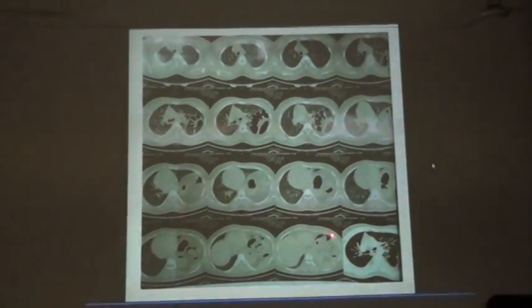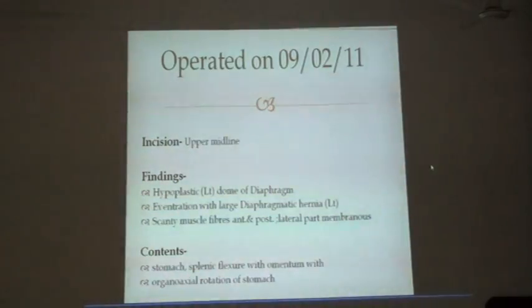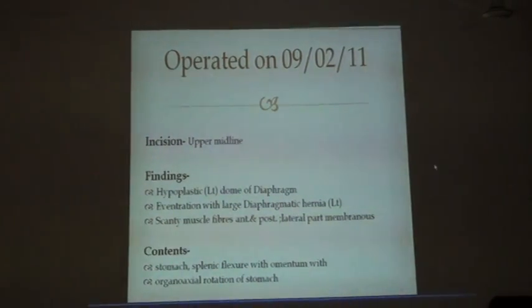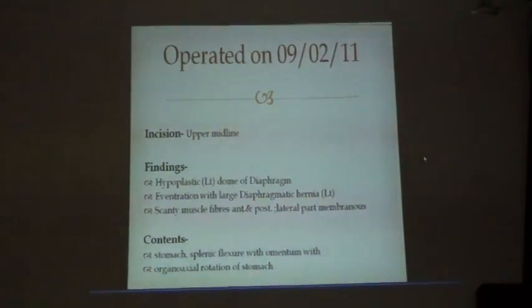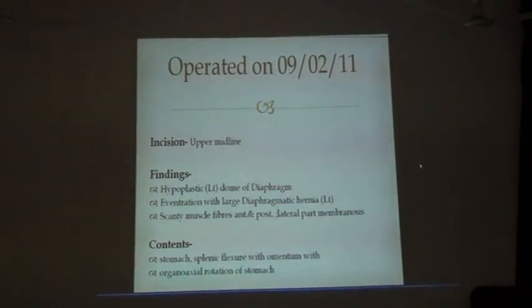and the splenic flexure. The patient was operated on the 9th of February, and it was again an upper midline incision. It was found in this case that there was a hypoplastic left dome of diaphragm. There was an eventration with a large diaphragmatic hernia.